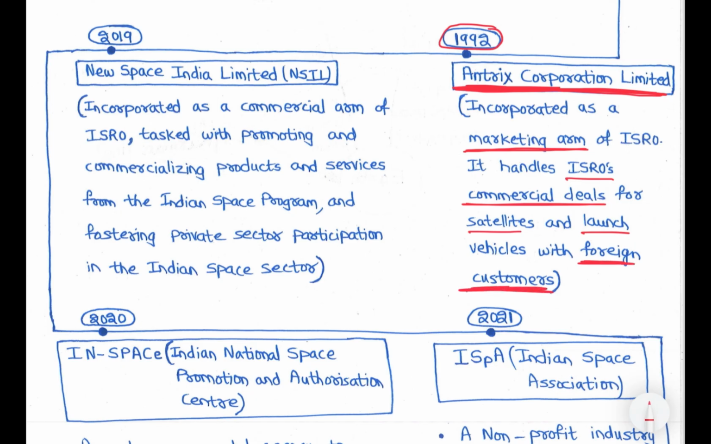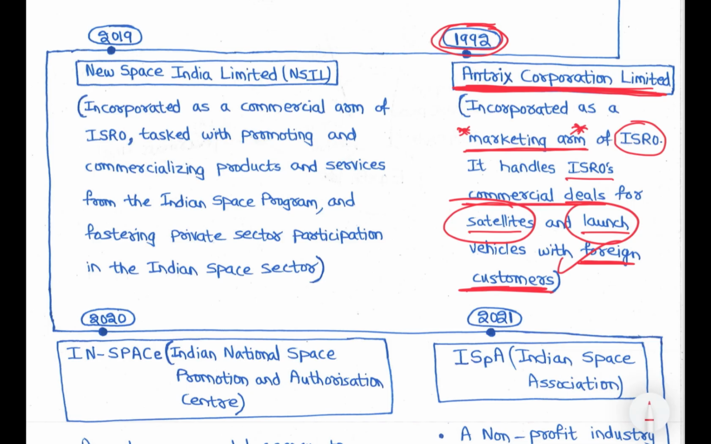With globalization, the private sector in India was not yet so developed, especially in the space sector. So as we started globalization, Antariksh Corporation was formed as a marketing arm of ISRO. It markets various ISRO products and has commercial deals with foreign customers with respect to satellites and launch vehicles. So that is Antariksh Corporation, to encourage foreign deals with ISRO.